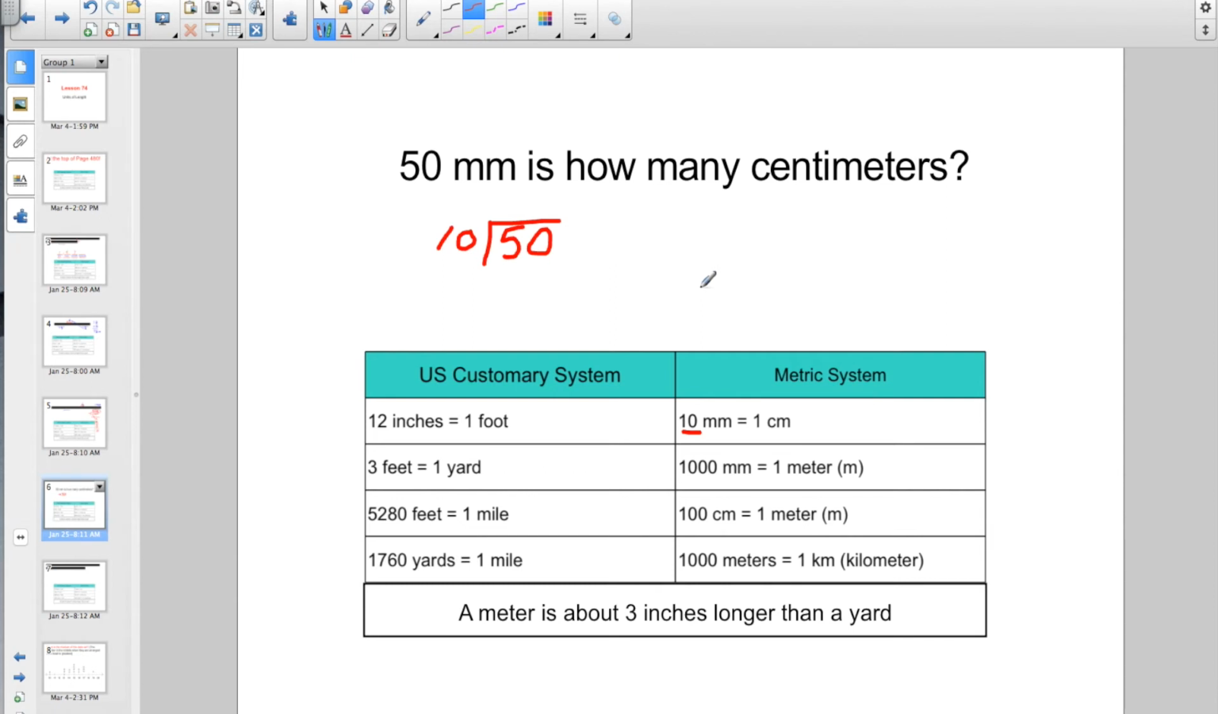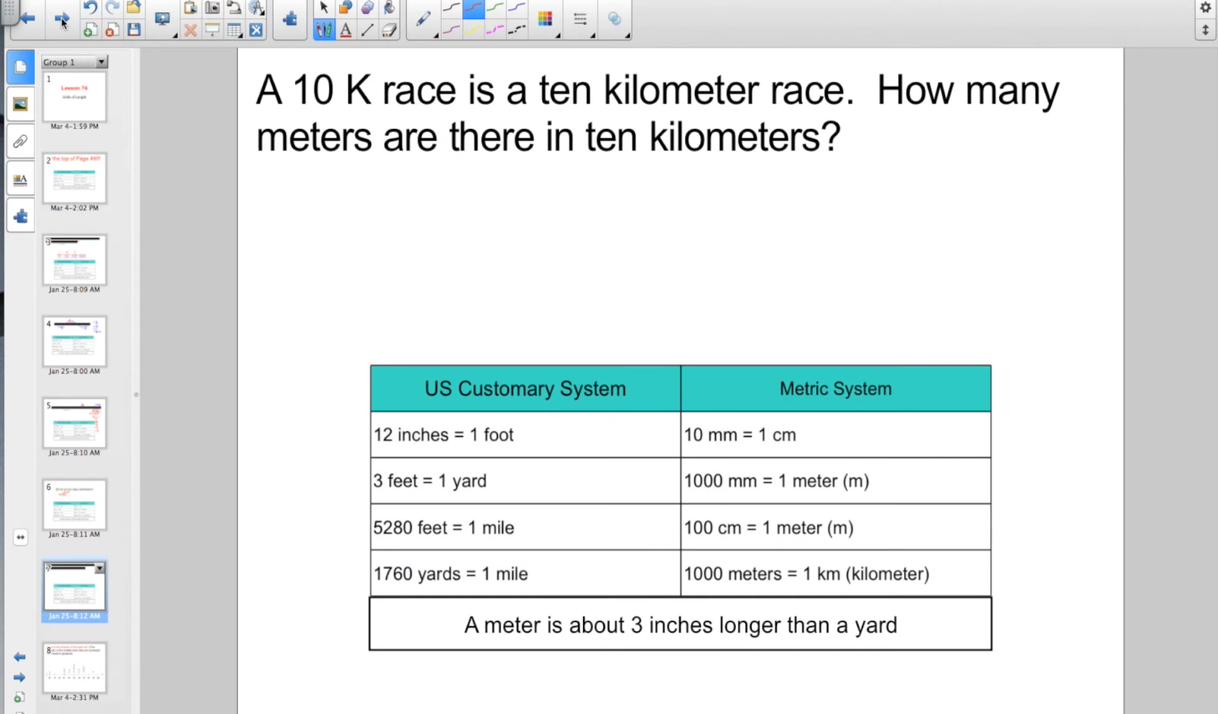Does it make any more sense now? That would be 5, right? So 50 millimeters is 5 centimeters. We've done that before in another lesson, remember, where you just have to bring the decimal point over one spot to the left.